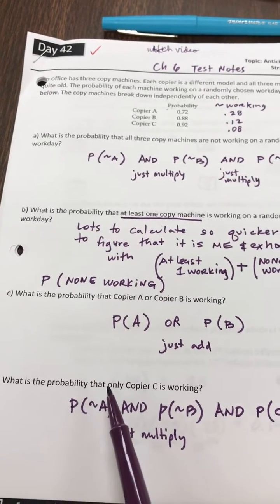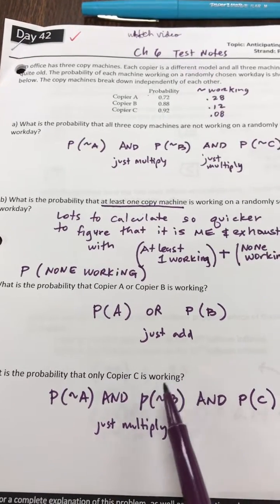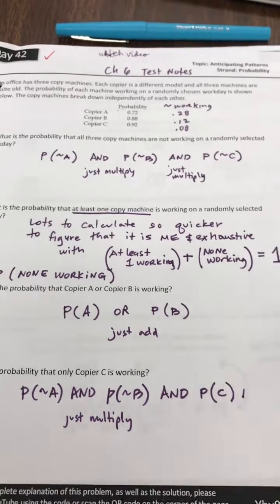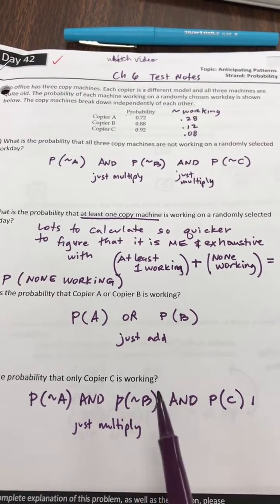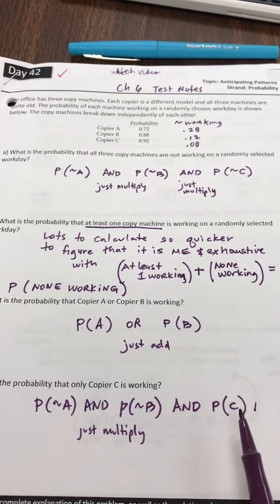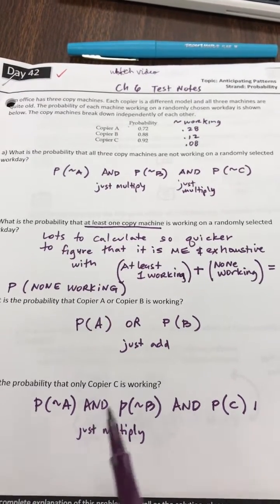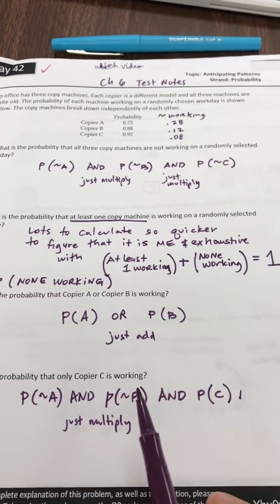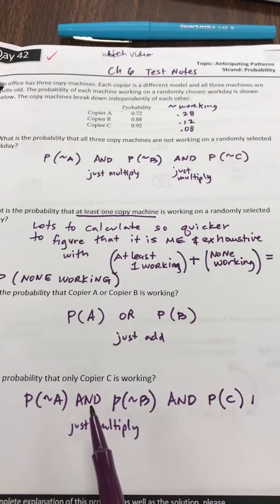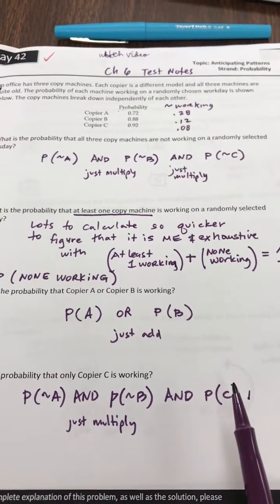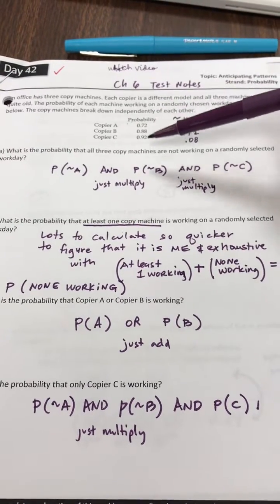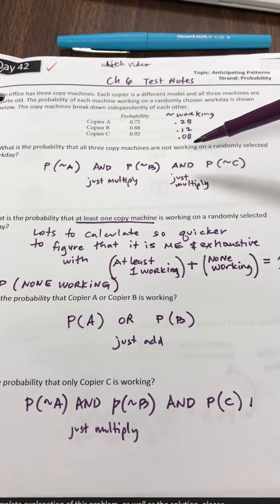Now last, what's the probability that only C is working? So that's something very specific happening. That would be not A working, not B working, and C being the only one working, and I'm anding, and I'm anding. So I'm going to multiply those things. Okay. So sometimes I'm grabbing these probabilities and sometimes these, and it's very specific to the question.